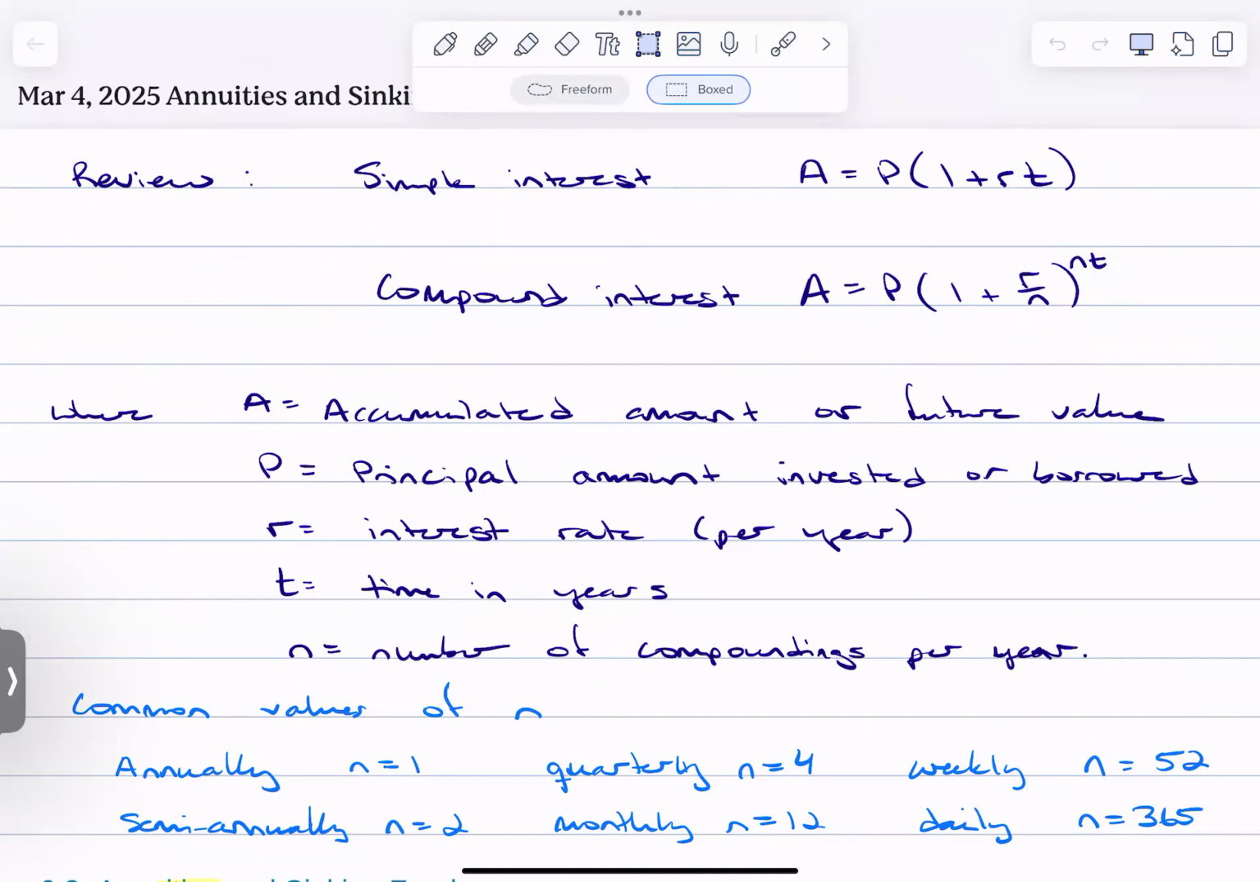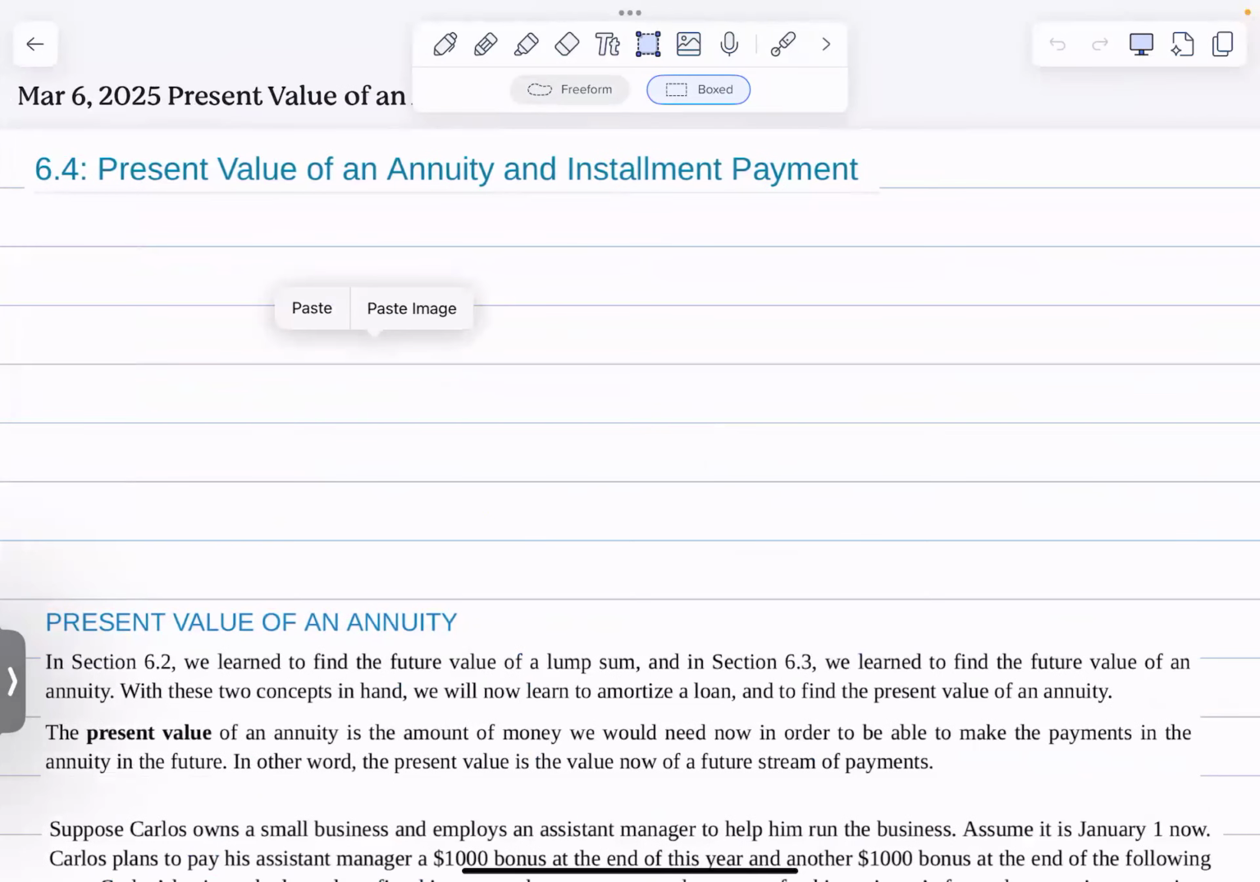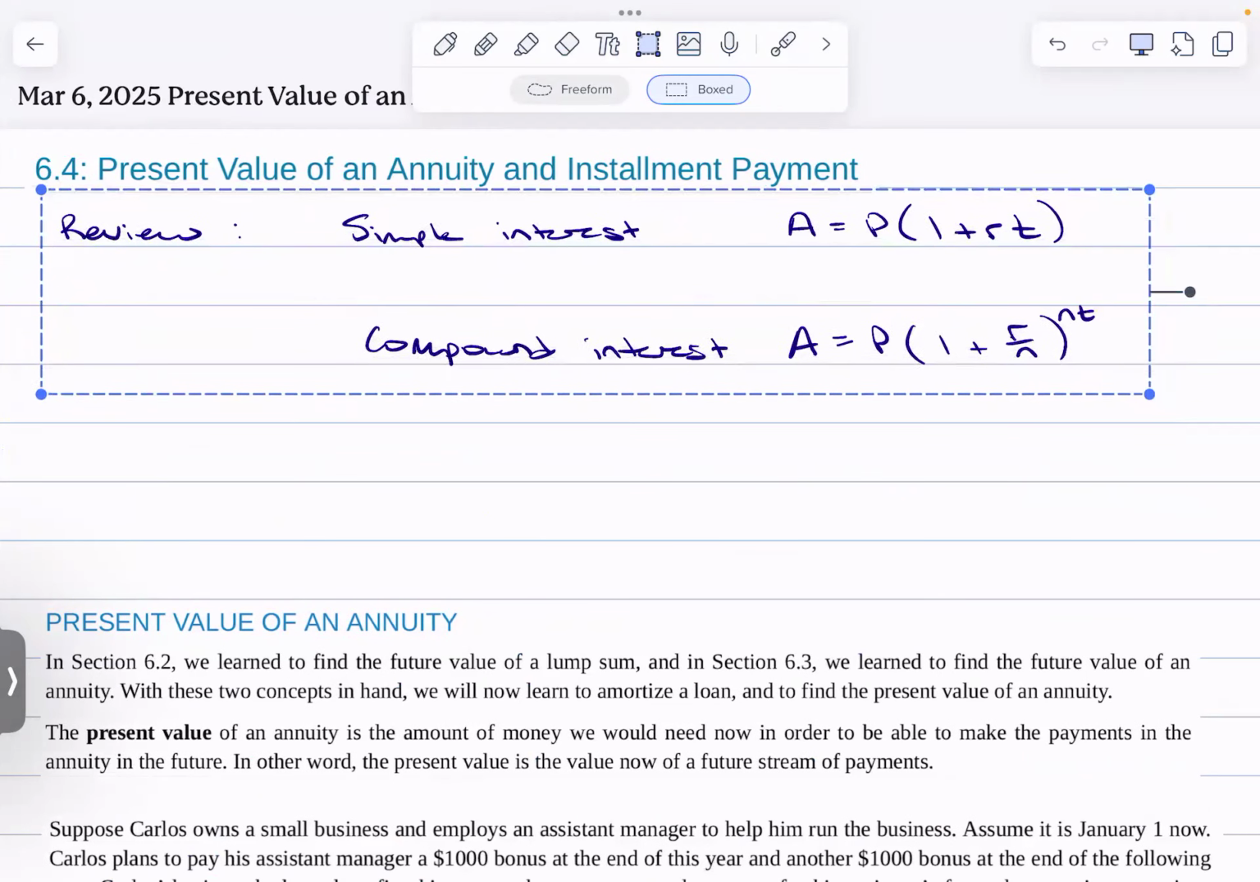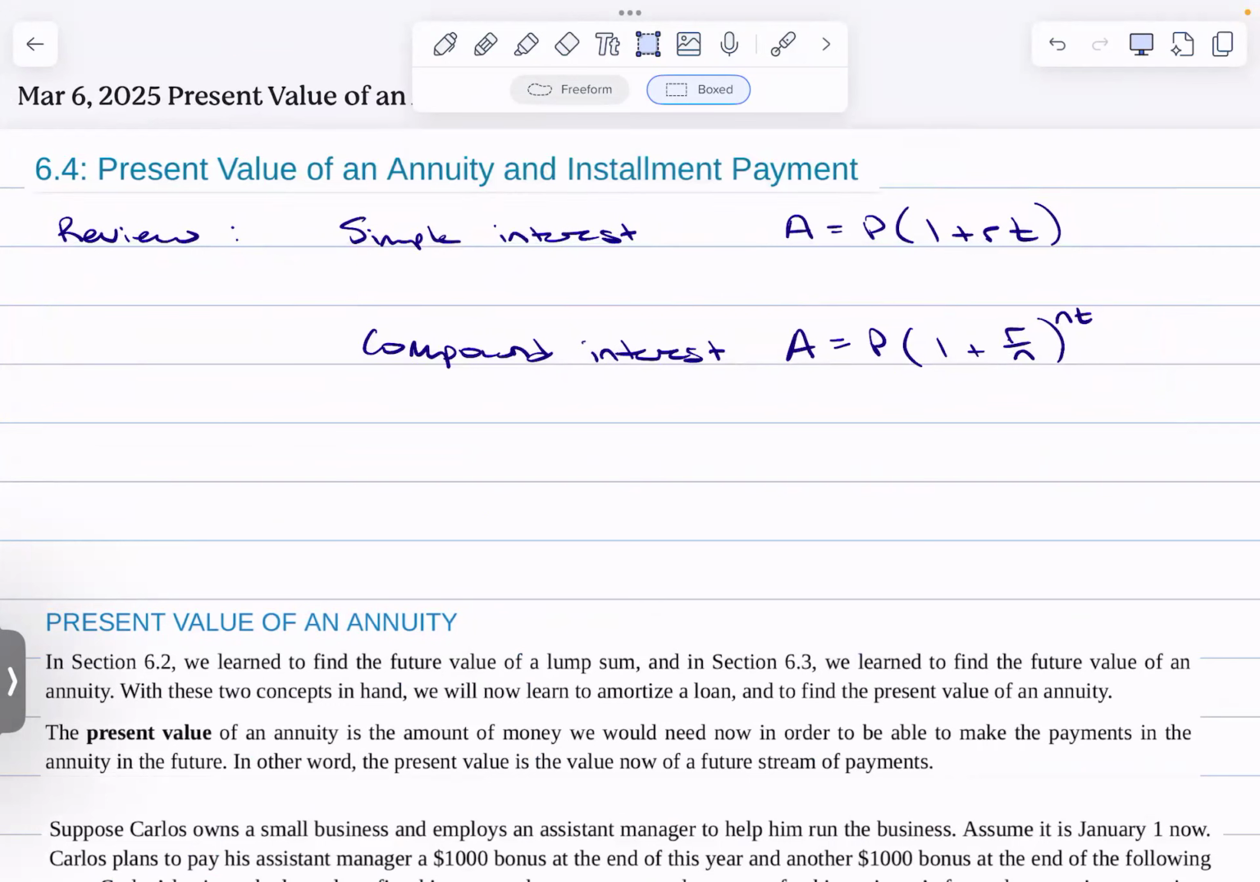Mostly because we're going to build on this compound interest formula today. So if we have simple interest, we know the formula. We kind of leave that in the dust now. And then if we have an amount that is being deposited, or potentially borrowed, a principal amount, and we let it sit there with compound interest, then we get some accumulated amount, or we call it a future value at the end of some time t.